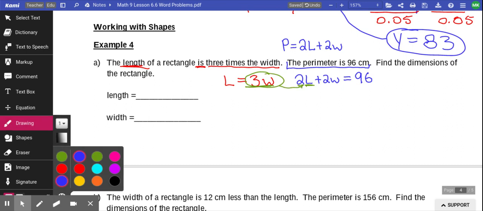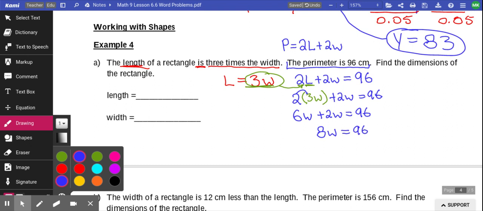That'll give me 2 times 3W plus 2W equals 96. I'm going to multiply that 2 in, so I have 6W plus 2W equals 96. If I add those like terms, that means 8W equals 96. If I do 96 divided by 8, I get that the width equals 12.